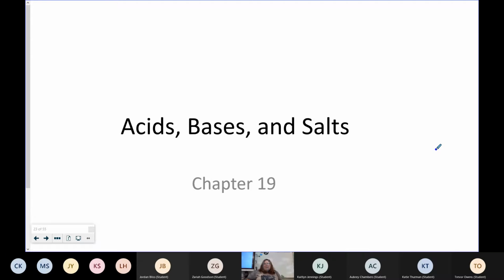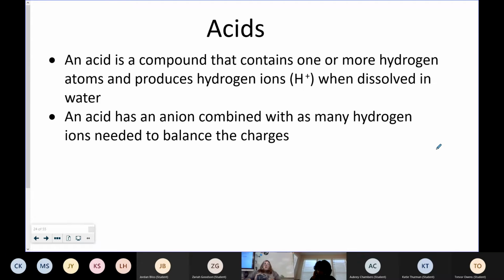Looking at acids and bases, like I said, we're going to do a quick review of naming acids first. Remember, acids contain one or more hydrogen atoms and will produce hydrogen ions whenever dissolved in water. An acid has an anion combined with as many hydrogen ions as needed to balance the charges. Acids always started with hydrogen, and then some other substance that it was paired with. Anytime it started with hydrogen, we could consider it to be an acid.